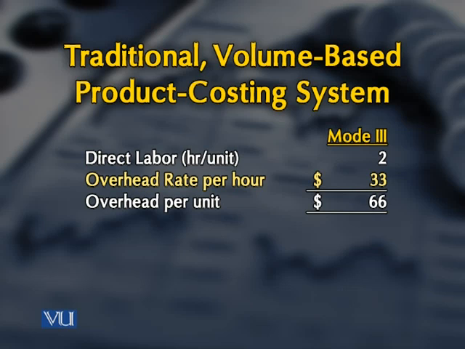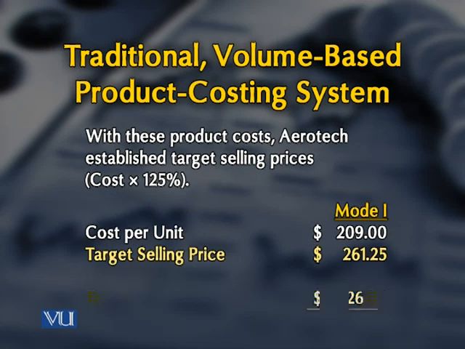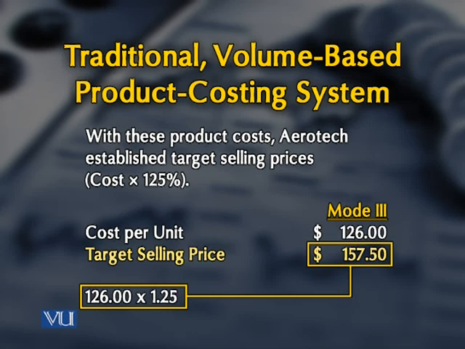Now, if we go further and need to find the total cost, it is calculated as 209, 302 and 126. Let's say the target price is set at 25% on cost. So the selling price will be 209 multiplied by 125%, or 261.25, and 126 multiplied by 125%, which comes to 157.50. So this is how the price is determined in traditional costing.